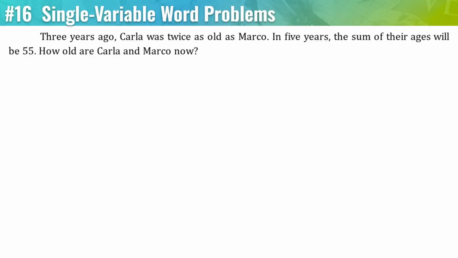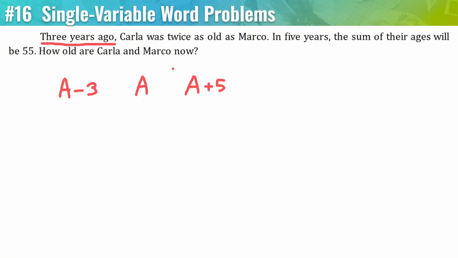So for number 16, we have an age problem. 3 years ago, Carla was twice as old as Marco. In 5 years, the sum of their ages will be 55. So how old are Carla and Marco now? The first thing you need to know in these age word problems is to identify the time periods. So this is going to be 3 years ago, so that's going to be their age minus 3. In 5 years, that's going to be their age plus 5. And their current age now.